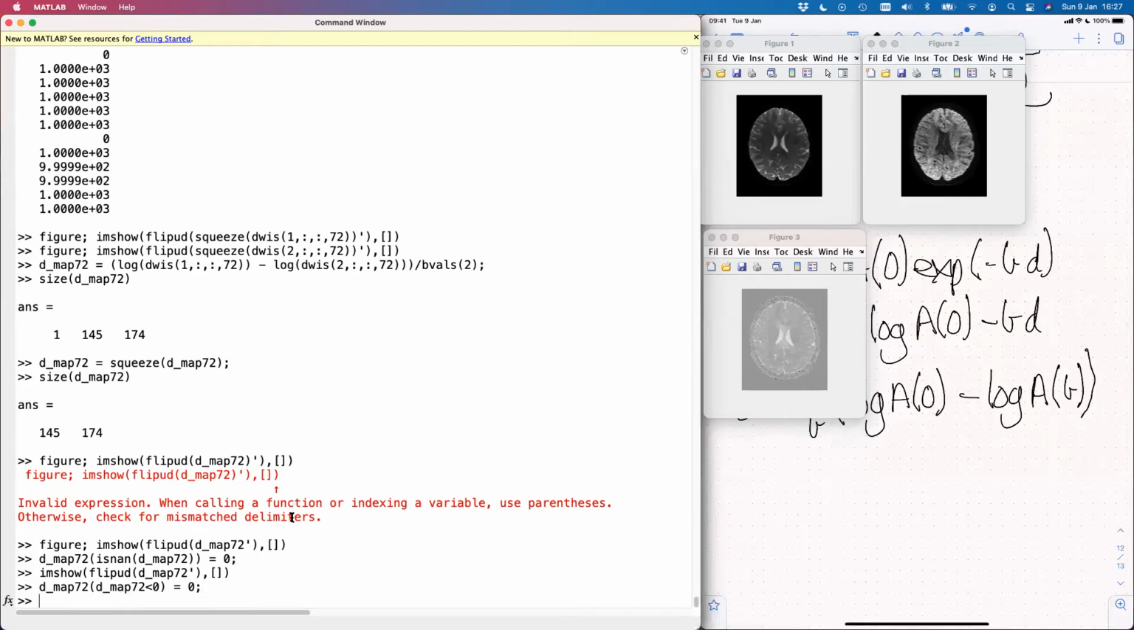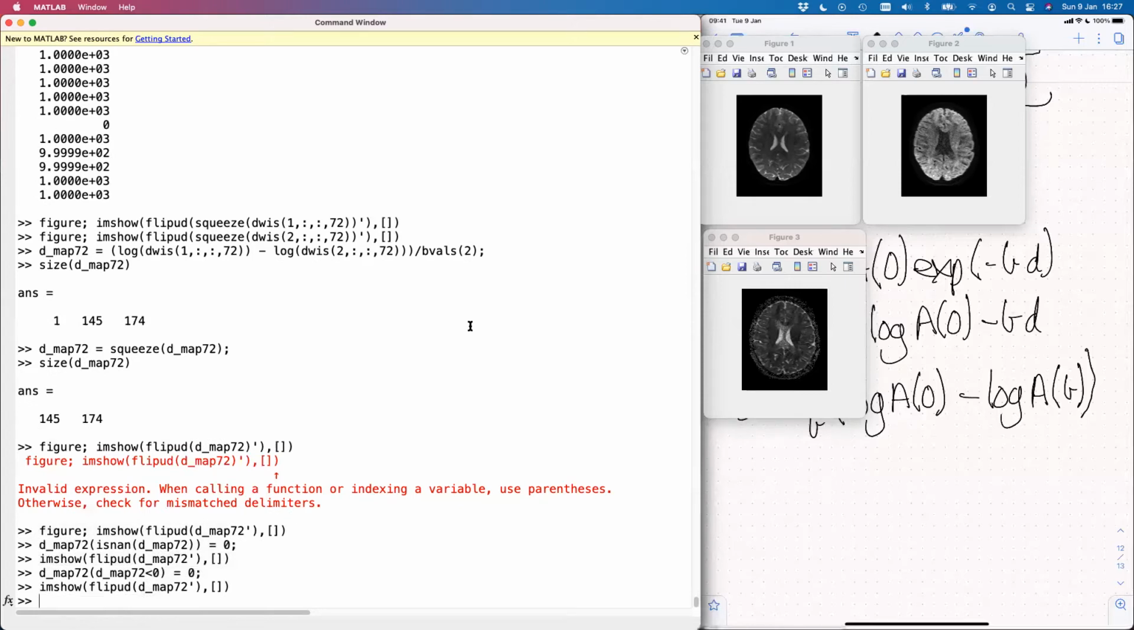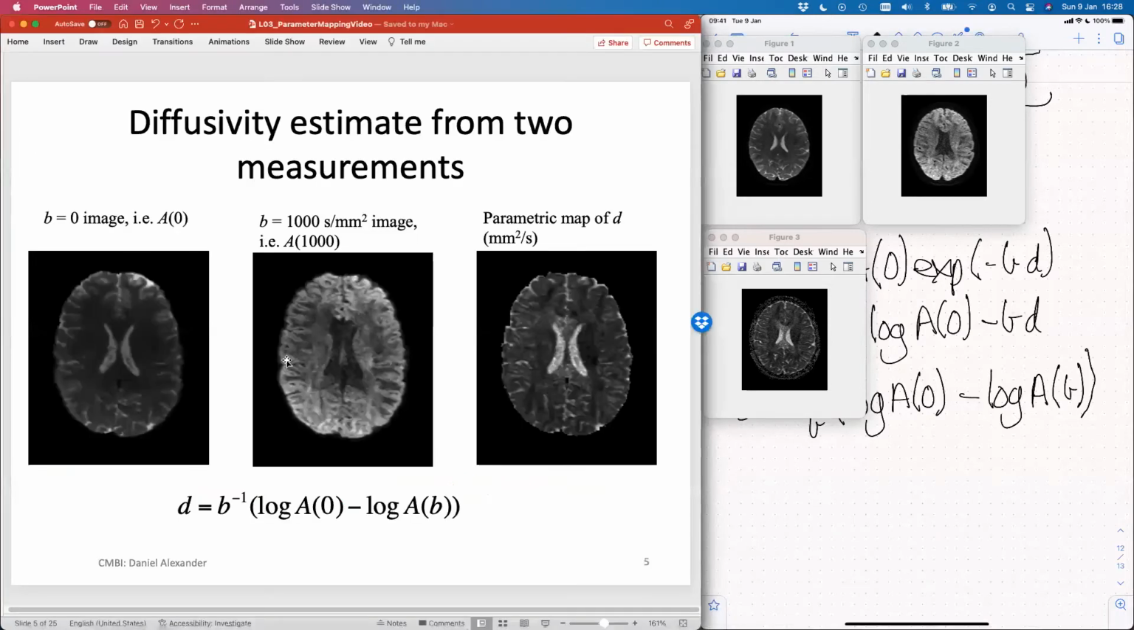That should do it. And now if we display it again, we should get something that looks more like what I had in that slide. So now we get a nice map of the diffusivity where it's 0 in the background, high in the ventricles, and sort of lower in the denser bits of tissue. Right, let's go back to the PowerPoint now.